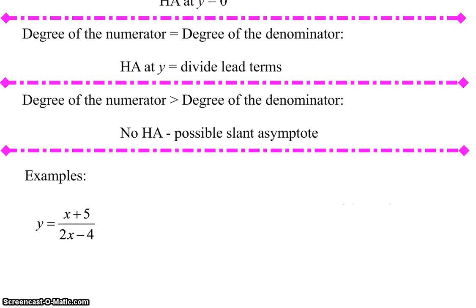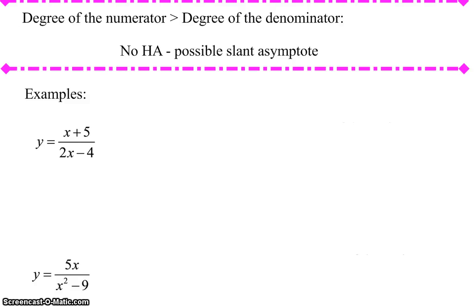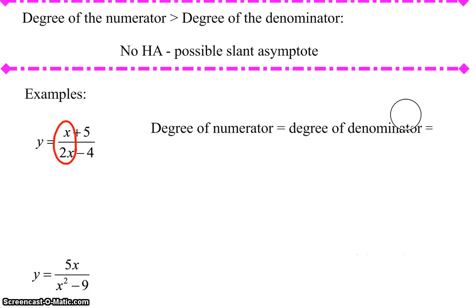If the degree of the numerator is greater than the degree of the denominator, then there won't be a horizontal asymptote, but there is possibly a slant asymptote. So let's take a look at the first few examples and decide what's going to happen with our problems. The first one, if you look at the degrees, the lead coefficients give you the degrees, and both of those are x to the first power. So the degree of our numerator equals the degree of our denominator, and it equals 1.